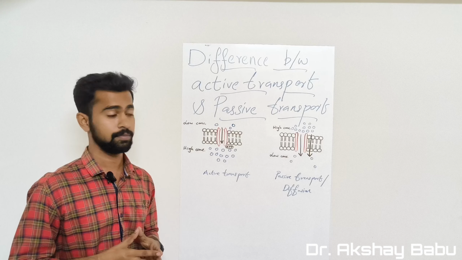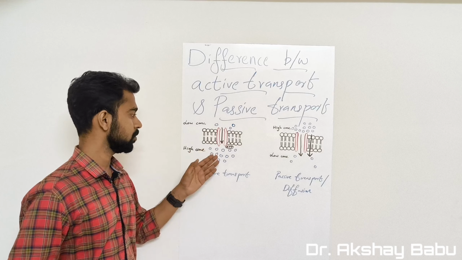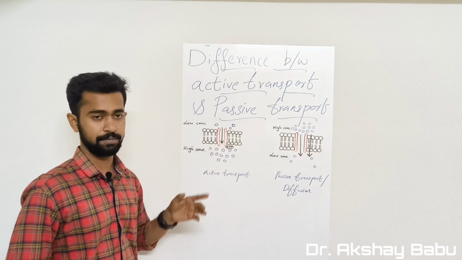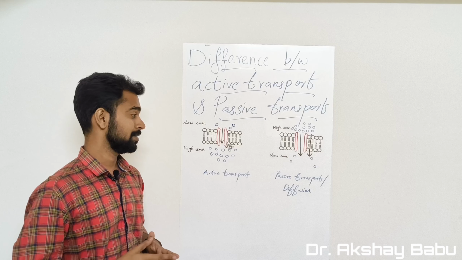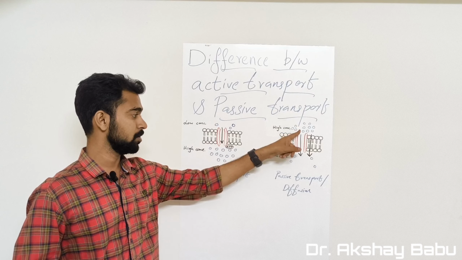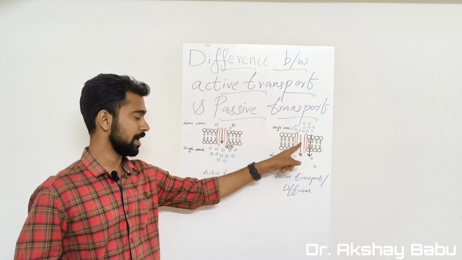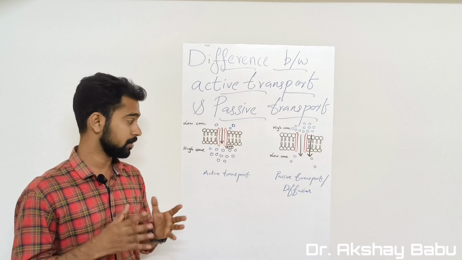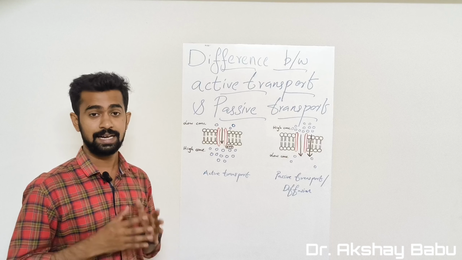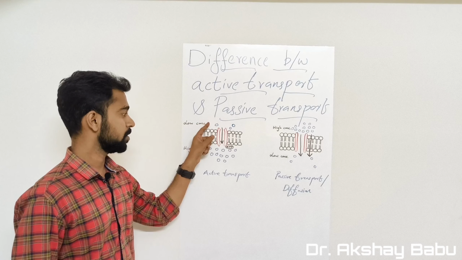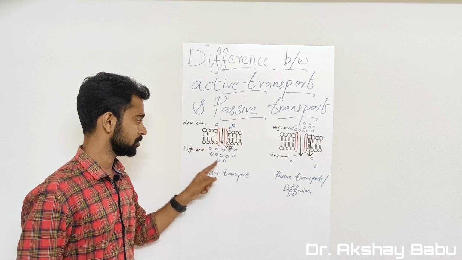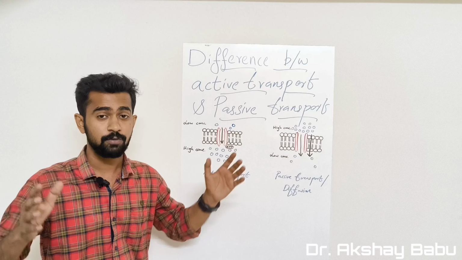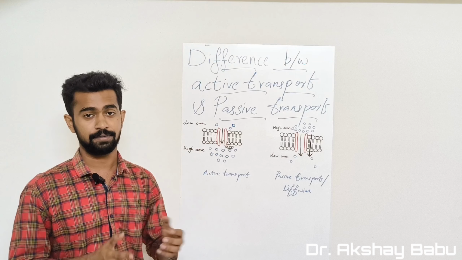So what did you understand? In active transport, the transport of substances occurs only through the carrier protein, whereas in passive transport, the transport of substances can occur in two modes: one through the carrier protein and another through the lipid bilayer membrane. And in active transport, the transport of substances occurs from lower concentration to higher concentration. No randomized movement of particles occurs through the membrane.